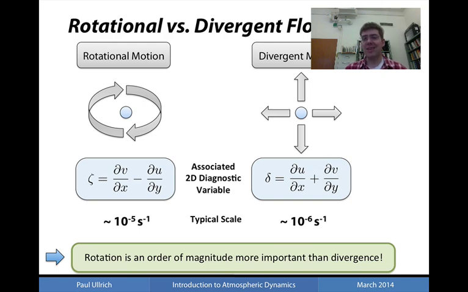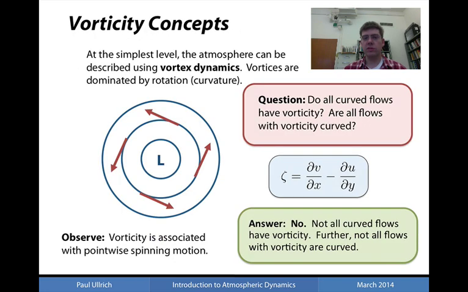Hence, rotation in the atmosphere is approximately an order of magnitude more important than divergence. So this explains to some degree why vorticity is going to be the focus of our predictive equations, because it is simply much more important than divergence. So at the simplest level, the atmosphere can be described then using vortex dynamics. That is, vorticity should be the focus of our prognosis of the atmosphere. These vortices are dominated by rotation and curvature.